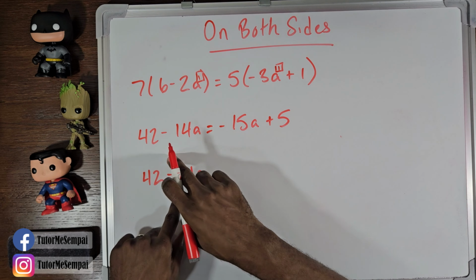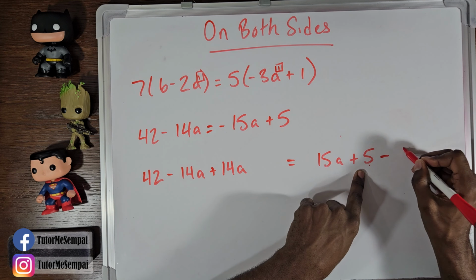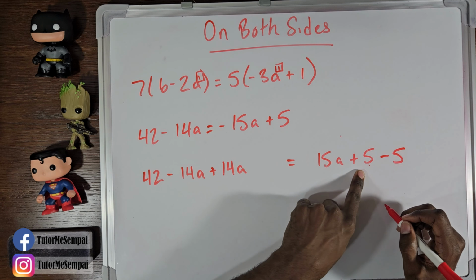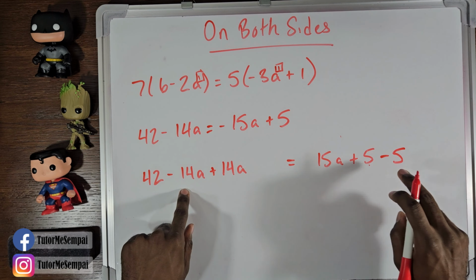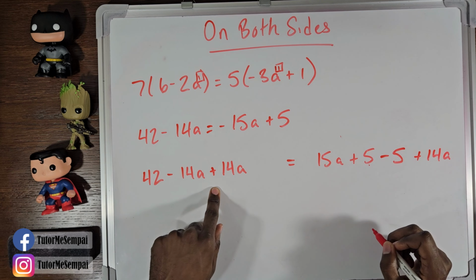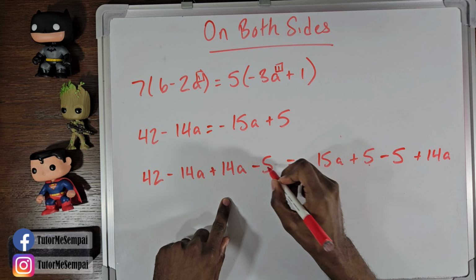All right, I'm going to keep a space here. Negative 15a plus 5. And I want to also get rid of this constant. So I'm going to subtract 5 from this side. So we've added 14a to this side, and we've subtracted 5 from this side. But whatever you do to one side, you have to do to the other side. So if I'm going to add 14a here, I have to add 14a here. If I'm going to subtract 5 here, I have to subtract 5 here.